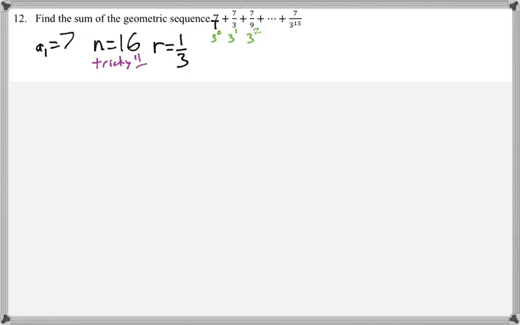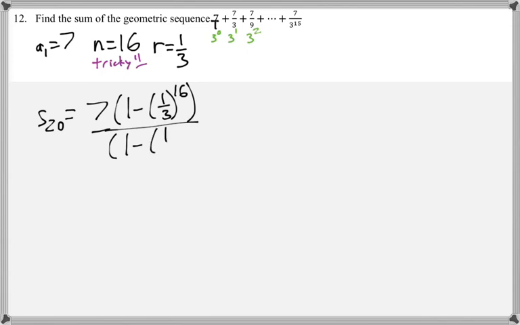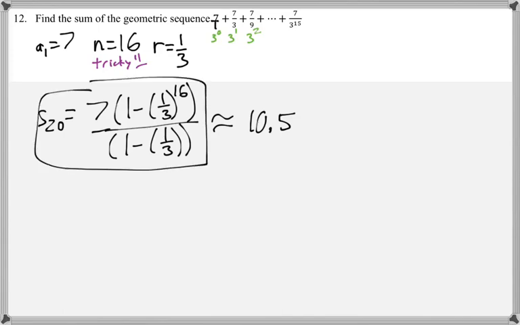Okay, so S16 is equal to 7 times 1 minus 1 over 3 raised to the 16 all over 1 minus 1 over 3. And if you type this into your calculator and try to convert to a fraction, on most calculators it won't. So mine just gives me approximately 10.5. So I would accept either of these answers.